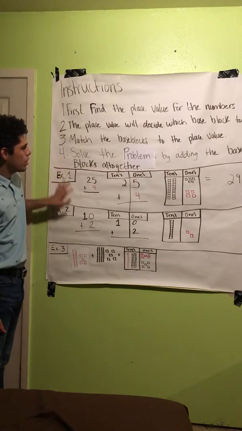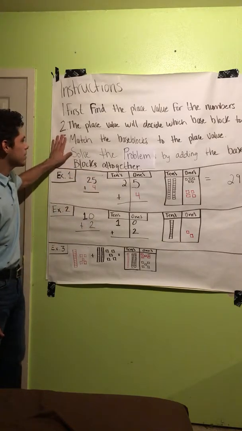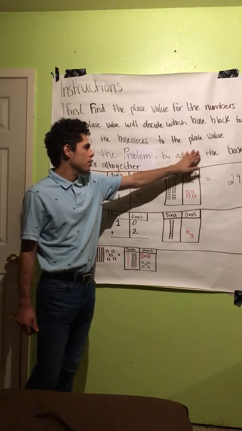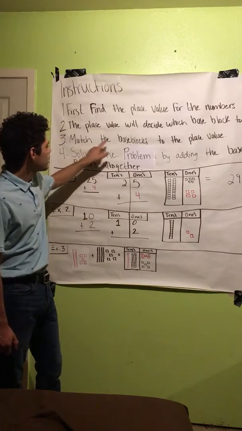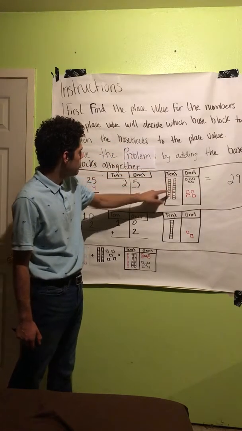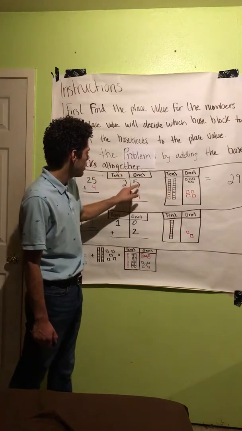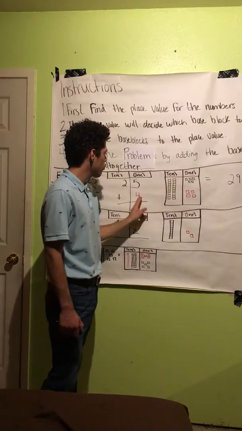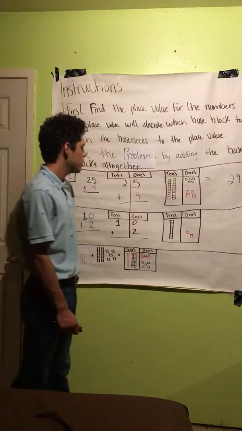Actually, let's go back to example 1. I only got to step 2. So step 3 was to match the base blocks to the place value. So match the base blocks, tens, to the place values. Tens, 2, 2, 5, 5, 4, and 4.